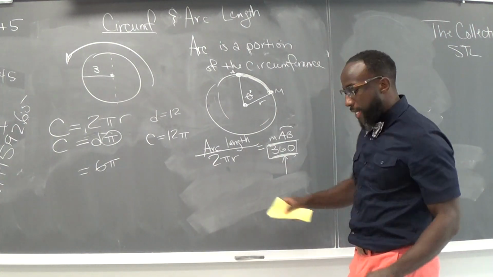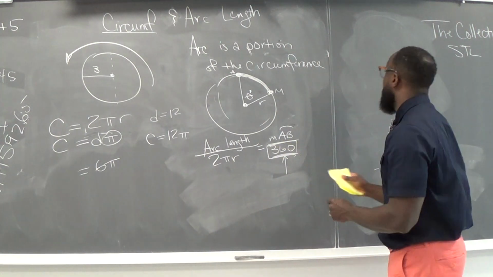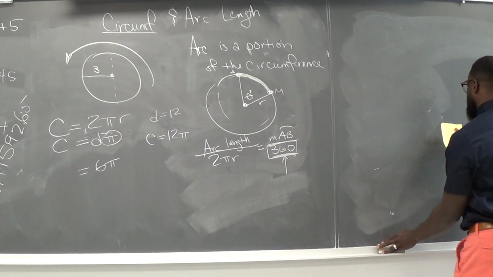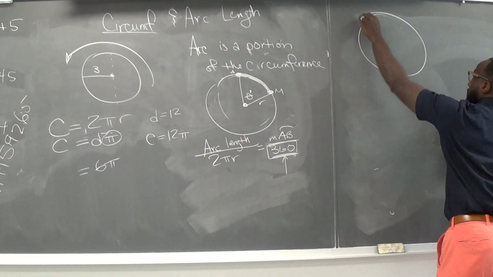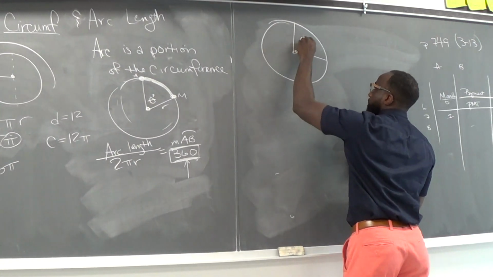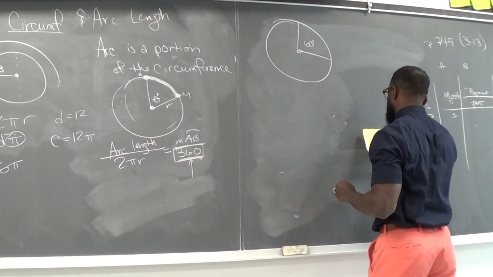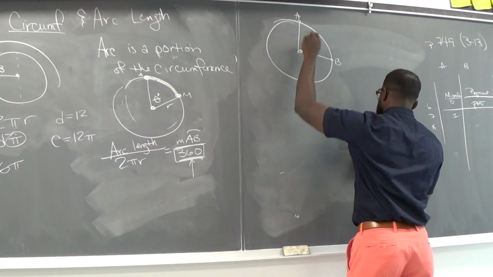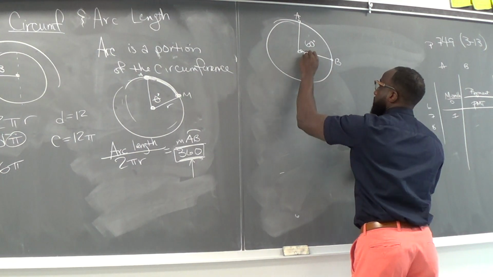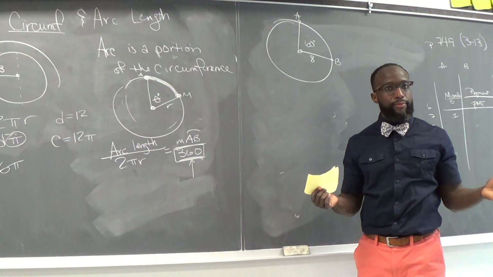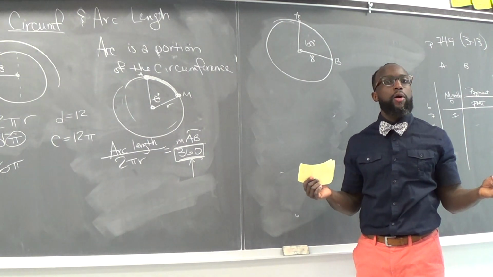Alright, so let's practice. What if I draw this circle here, and we have a central angle of 60 degrees. We're going to call this A and this B, right? And the radius is 8. How would I find the arc length? What would I do to set up the arc length?